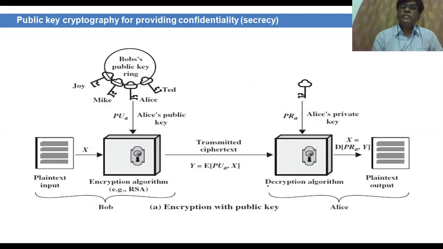So the ciphertext which is encrypted by using Alice's public key can be decrypted only by using Alice's private key.